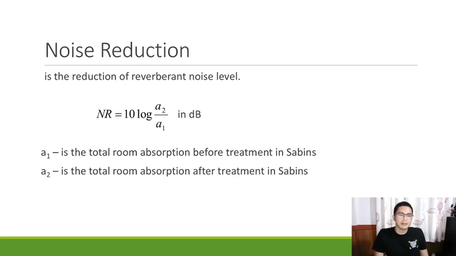Ayun. So, next naman, we have the noise reduction. So, in noise reduction, this is the reduction of the reverberant noise level. So, kung gaano kalaki yung nawala na noise. So, paano siya? The formula is, madali lang naman, 10 log alpha 2 over alpha 1. This is in dB. So, alpha 1 daw, this is the total room absorption before treatment, and alpha 2 is total room absorption after treatment naman. So, before mo i-treat and after mo i-treat, ano yung kinalabasan?